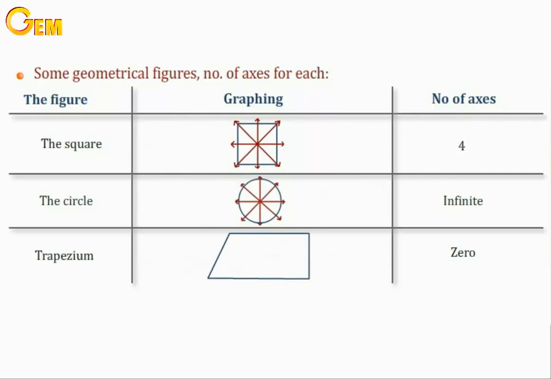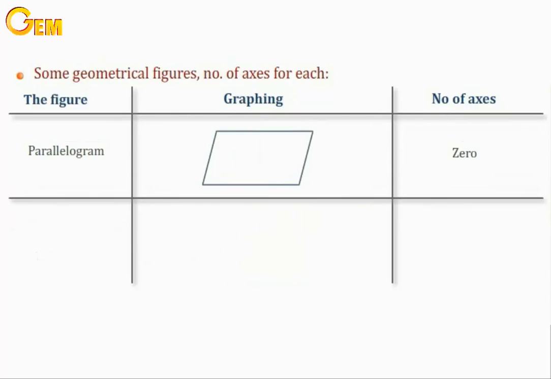Trapezium. Graphed as shown. The number of axes of symmetry is 0. The parallelogram is graphed as shown, and the number of axes of symmetry is 0. The scalene triangle is graphed as shown, and the number of axes of symmetry is 0.